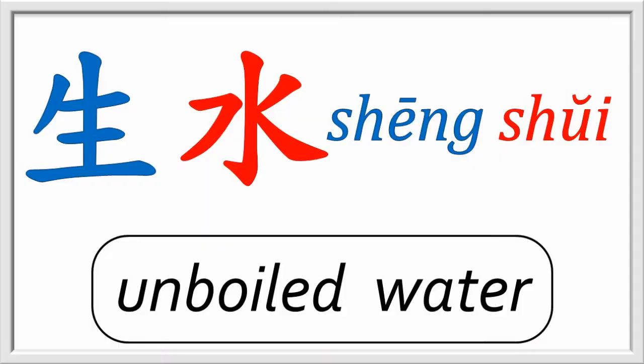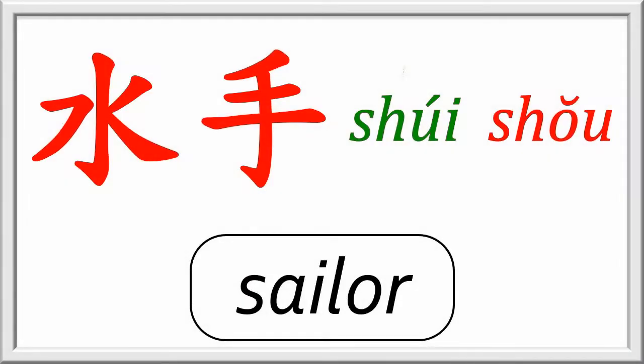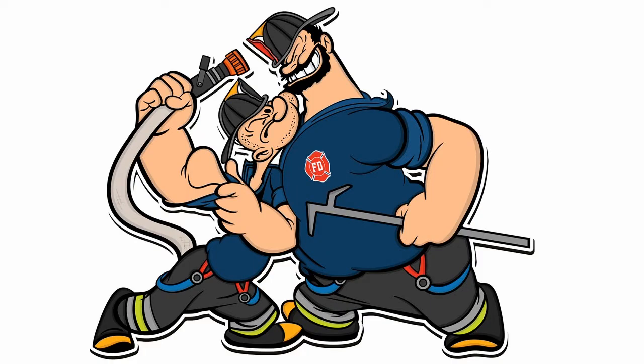Water is pronounced third tone, shui. Our first example is unboiled water, literally raw water, sheng shui. Chinese people usually do not trust the purity of tap water, instead boiling it and drinking it hot or warm. As a cultural note, nearly everyone believes that cold water is bad for your health, and will not serve it unless specifically requested to. The combination shui shou means a sailor, as in Sinbad and Popeye.